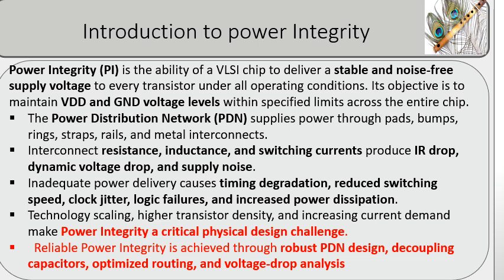If the delivered supply voltage deviates from its specified limits, circuit speed decreases, clock jitter increases, and timing violations may occur. With technology scaling and increasing transistor density, maintaining stable power delivery has become a major physical design challenge. To overcome these issues, designers optimize the power grid.